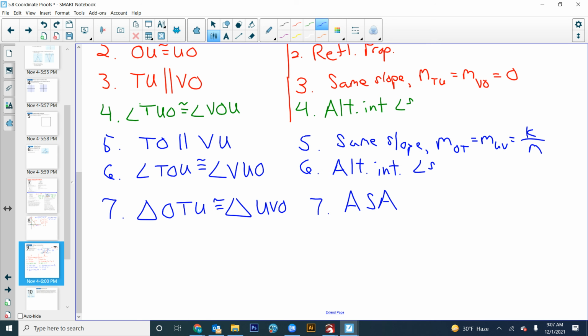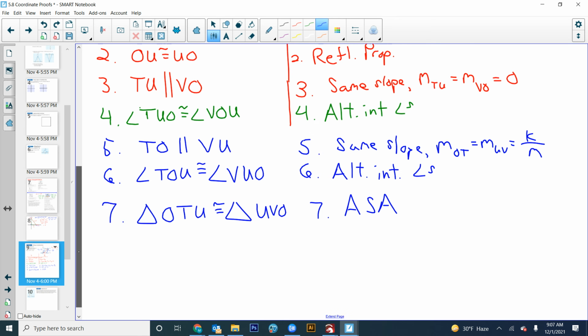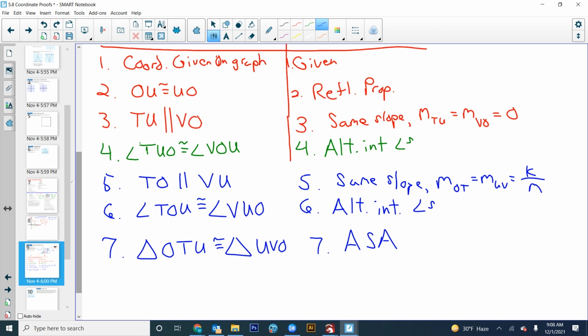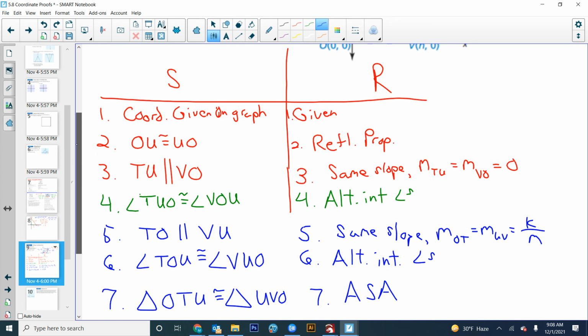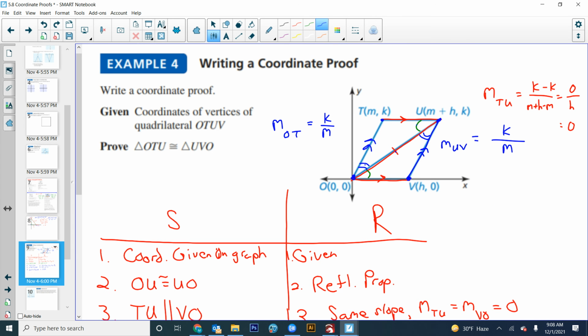Make sense? All right. I honestly think it took 2 steps. Do you see it took steps 5 and 6 to get that last set of angles congruent? If you would have found the length of TU and VO, it might have just taken 1 step. You could have said those are congruent if you wanted to do it shorter. Either way is fine. Make sense?